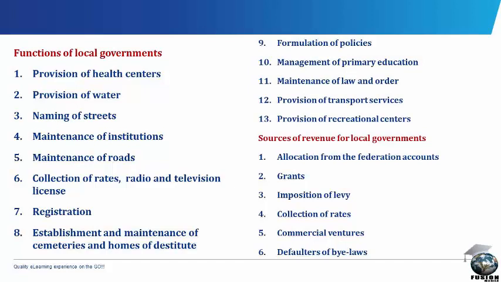Number 5, in recent times, some local governments are also involved in commercial ventures like transportation, recreational centers, etc. For example, today we have a transport company that is called Onitsha South. This Onitsha South is a company that is owned by Onitsha South local government. So this is a way of commercial venture, and this is a way of generating revenue for local government.